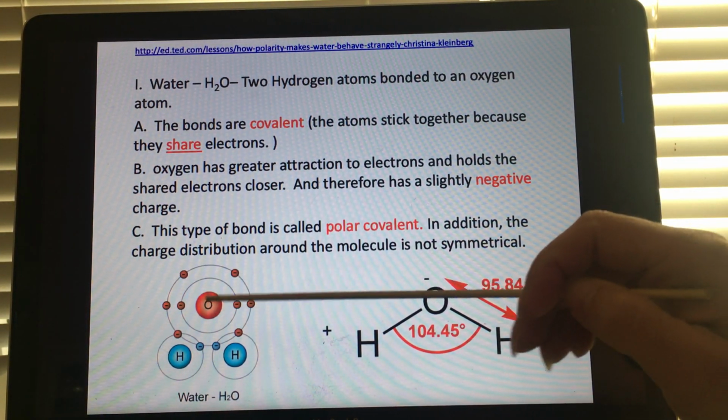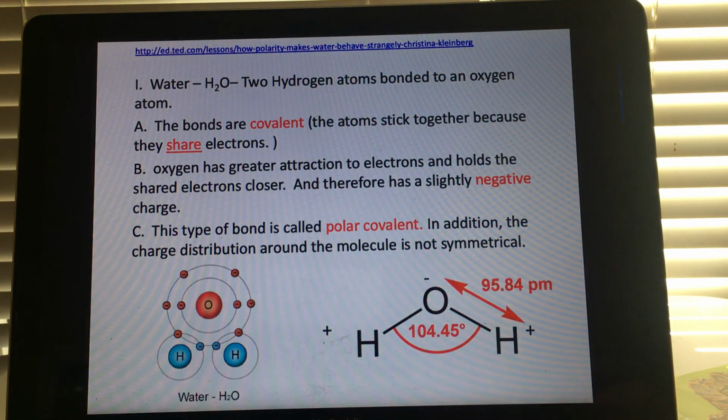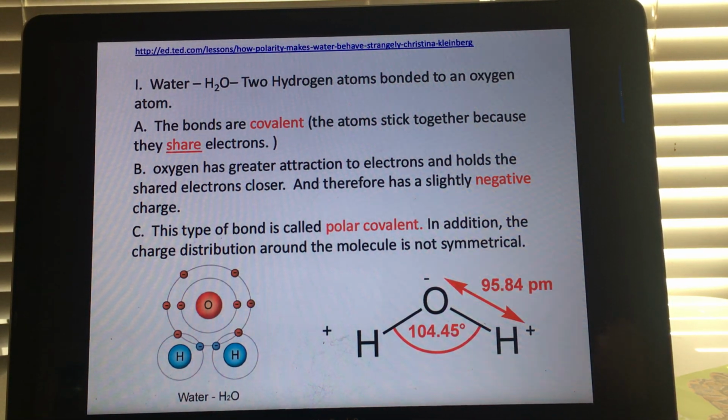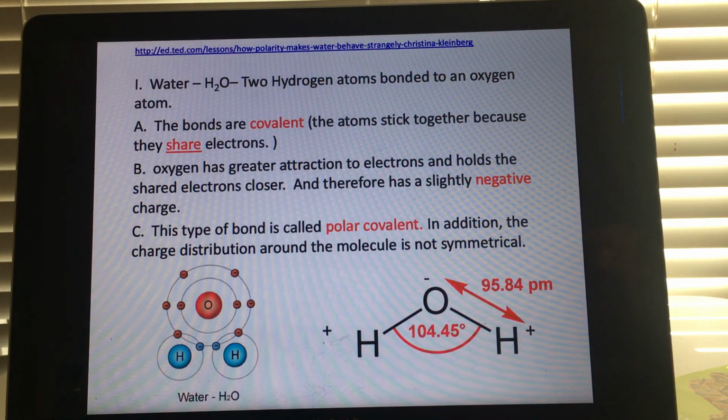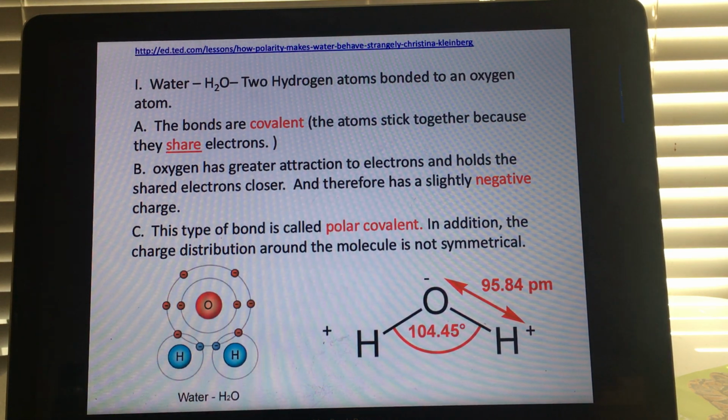Oxygen has a greater attraction to electrons and holds the shared electrons closer. Therefore, it has a slightly negative charge, leaving the hydrogens with a slightly positive charge. So this type of bond is called a polar covalent bond because of the unequal sharing of those electrons.